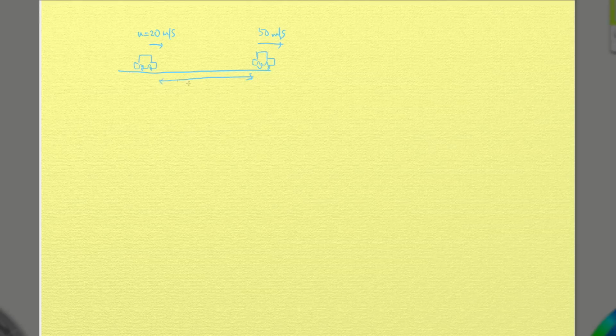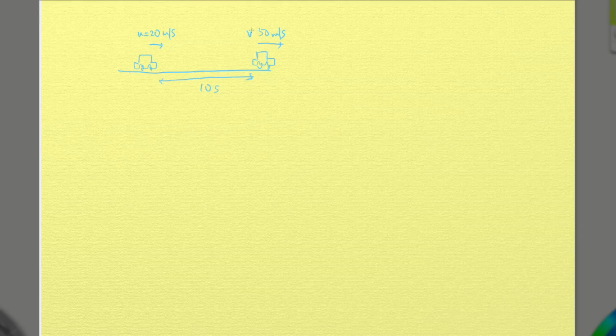So say I have a car that's moving along with some initial velocity. Let's say it's moving at 20 meters per second. So that's going to be my u. And say it gets up to a velocity of 50 meters per second, and it took it a time of 10 seconds to do that.